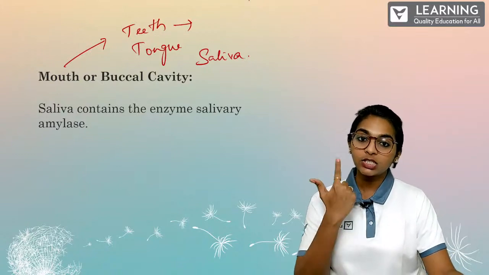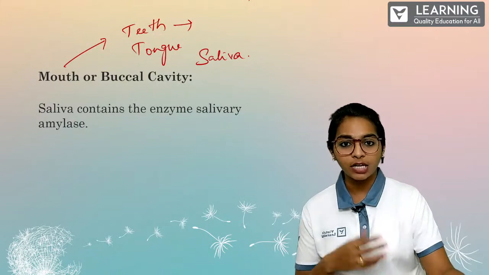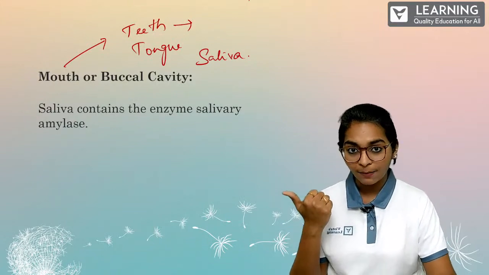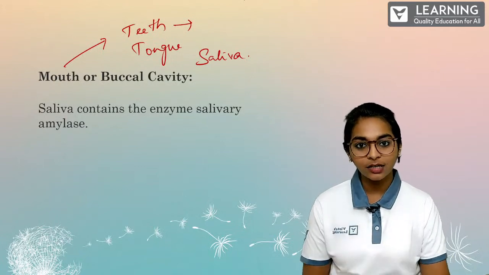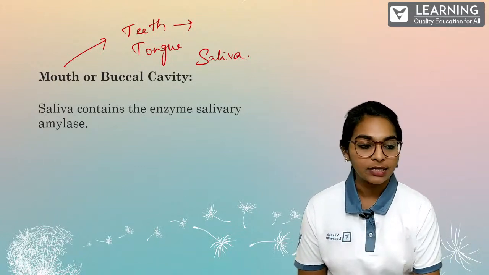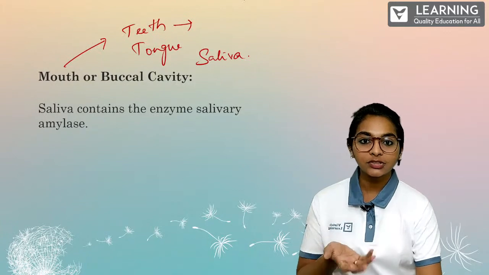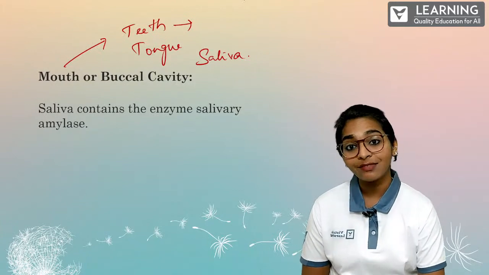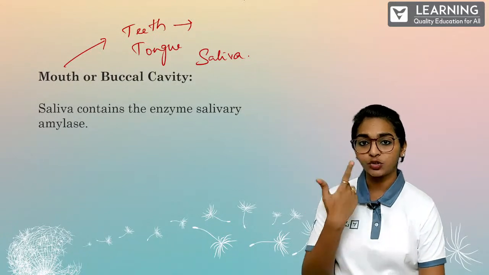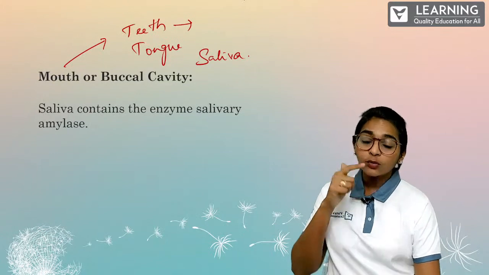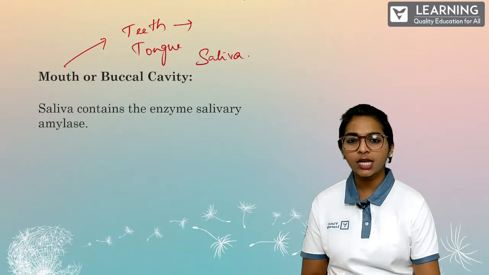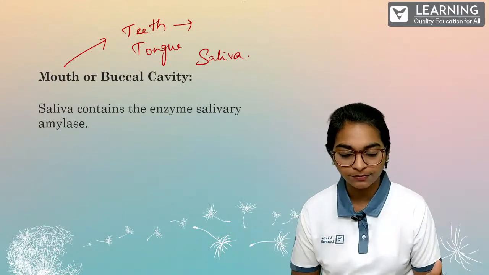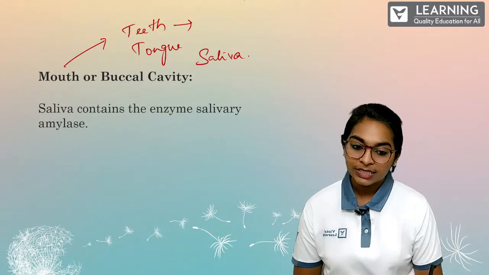Each and every tooth is coated by a very strong substance called enamel, the strongest part in our human body. And then along with the teeth you have the tongue. The tongue plays a very important role. It helps in talking, it helps in chewing the food, it helps the food mix very well with the saliva, and it also helps in the taste of the food because it has a lot of taste buds on it. Clear?